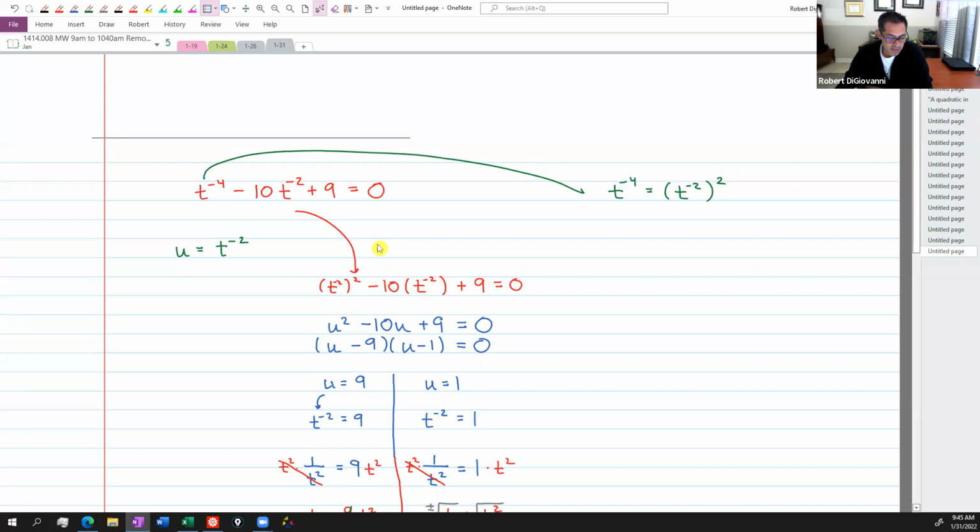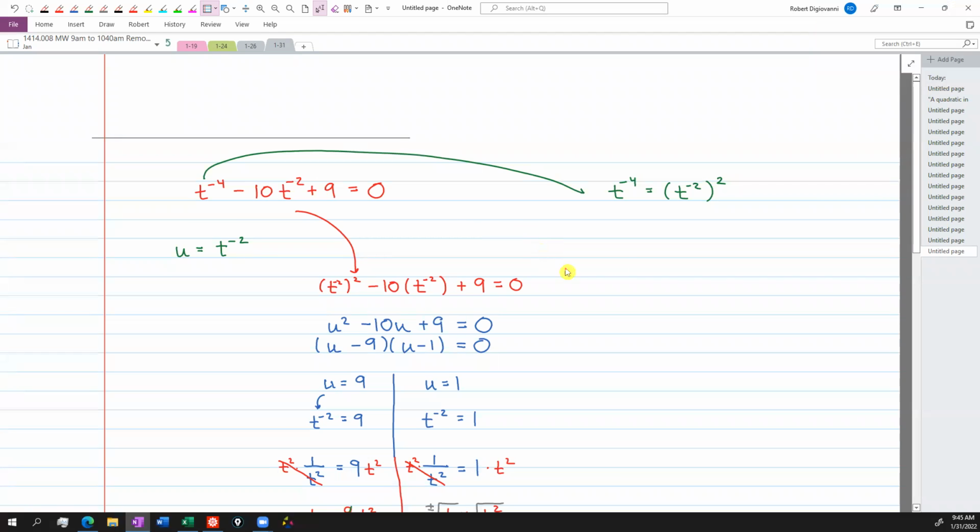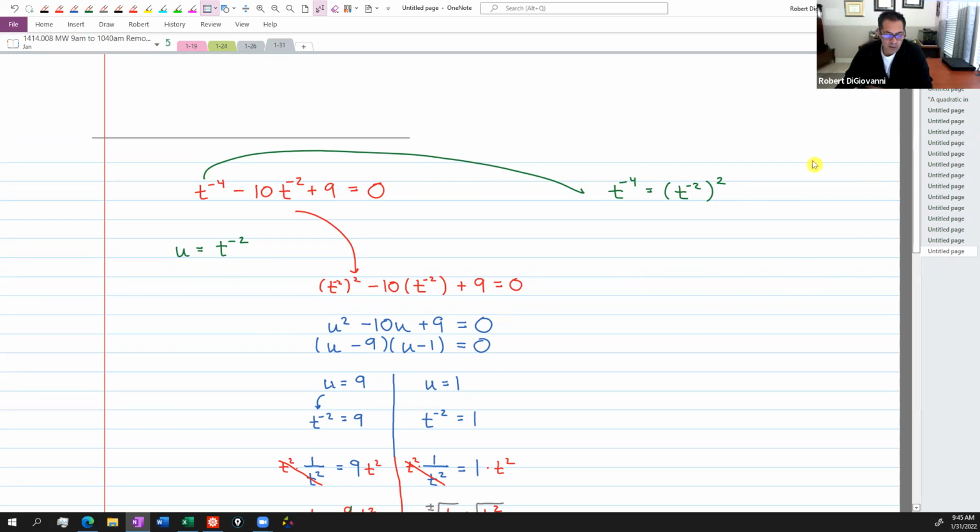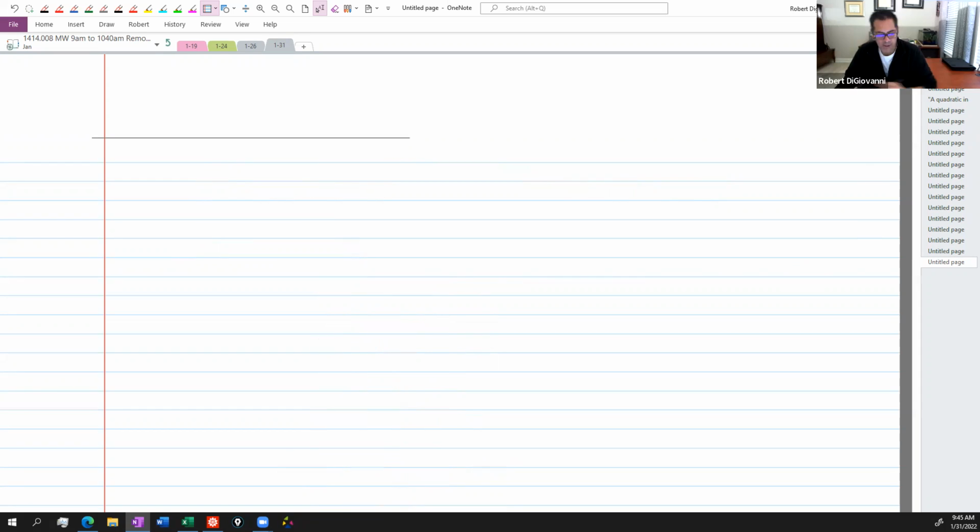We can do something else, yeah. Let me think of one. I'll do one with another negative exponent. Let's do this. How about x to the -6, minus 28 x to the -3, plus 27 equals 0.